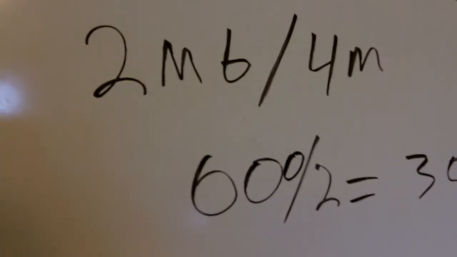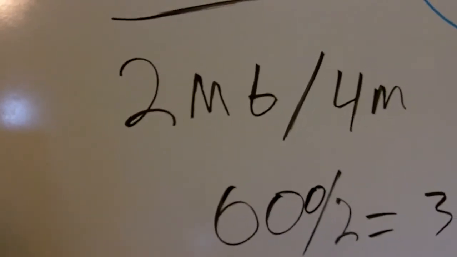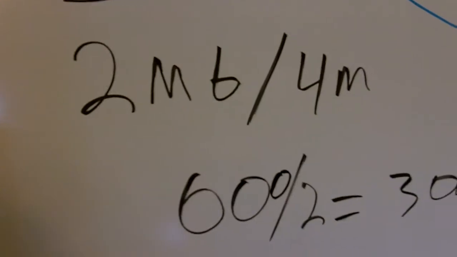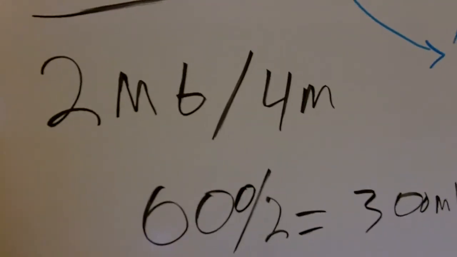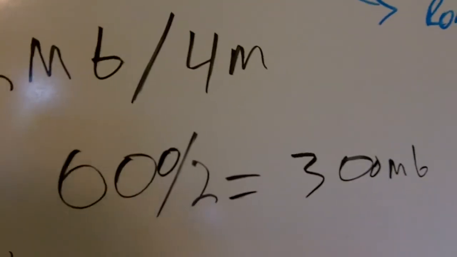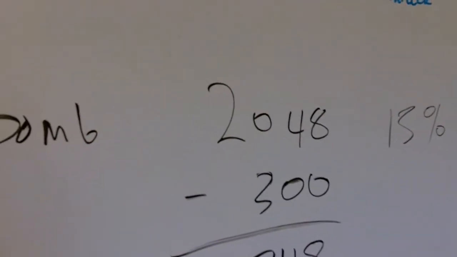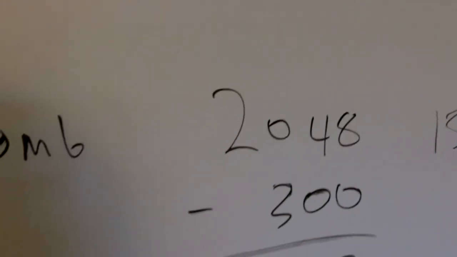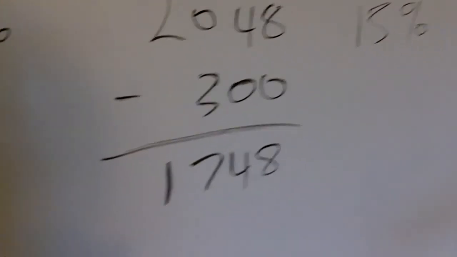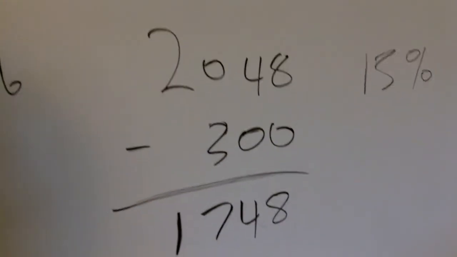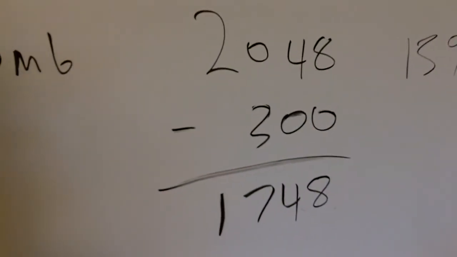So I took 600 minutes, assuming 20 minutes a day, which is pretty close to what I have, and you get 300 megabytes. So with 300 megabytes out of the 2048 megabytes that you do get allotted a month, that roughly takes up 15% of my data package just on Pandora.